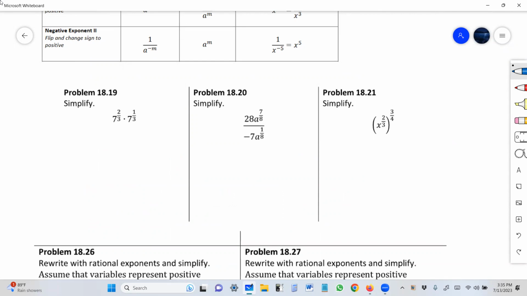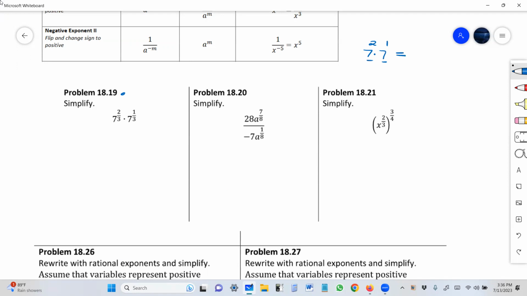And these are exactly the same. You would do them exactly the same as if the exponents were regular whole numbers. And I'm going to give you an example here on the side. So we'll do 18, 19 first, but here's something very similar. So let's say I had x squared, 7 to the second power times 7 to the first power, okay?